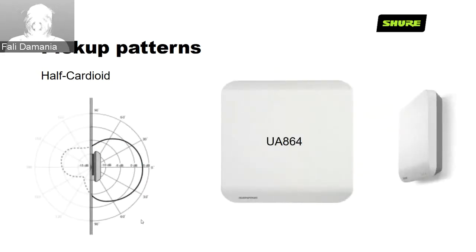The next antenna we're going to look at, which is not too common in the live scenario, but is very common in the corporate and install segment, is the UA864. This is a half cardioid antenna, and it's meant for wall mounting. It's also meant for corporate ballrooms where having a big black antenna does not necessarily look very nice. In those cases, these are the antennas that are generally used.